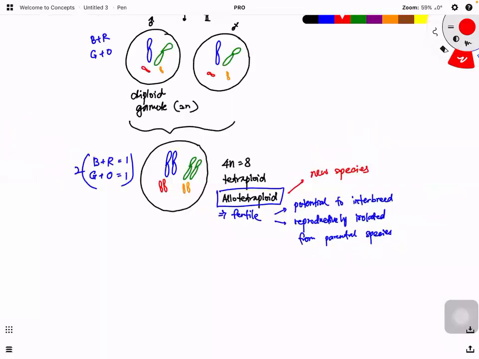Allotetraploid is different from the autotetraploid. Auto, they are sterile, but allo, they are not sterile. They are fertile because they can pair. They can produce gametes. Okay, now how do they produce gametes?